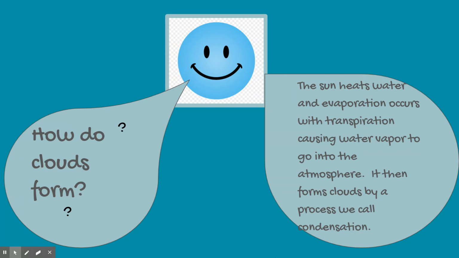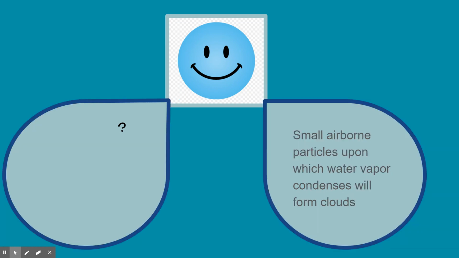So you should be on the back side of your first page where there's a blue outlined box, the second blue outlined box, and it should read this: Small airborne particles upon which water vapor condenses will form clouds. You might have "to form clouds." Just cross it out and put "will form clouds."